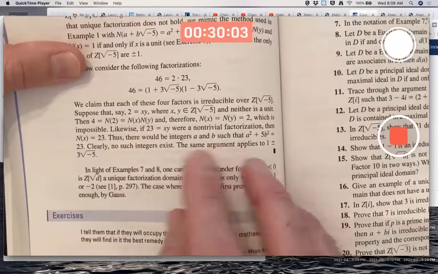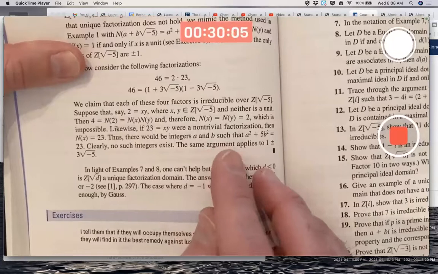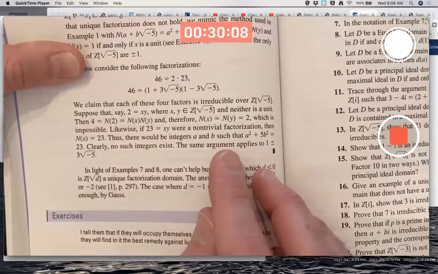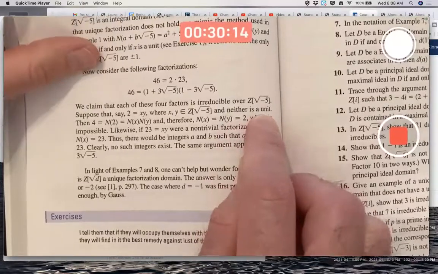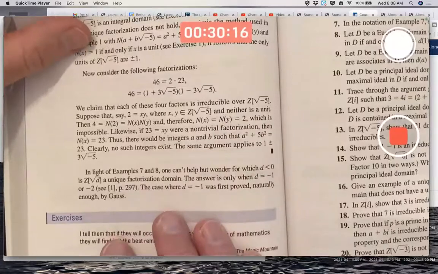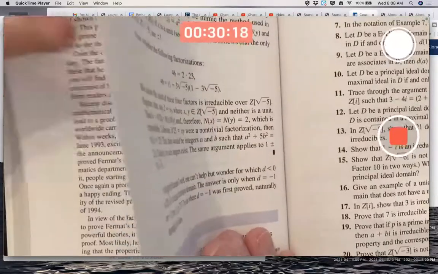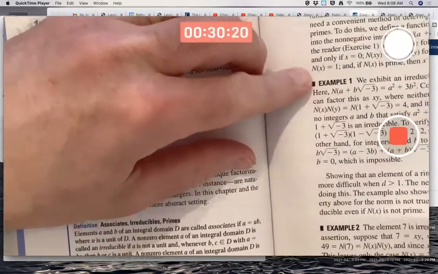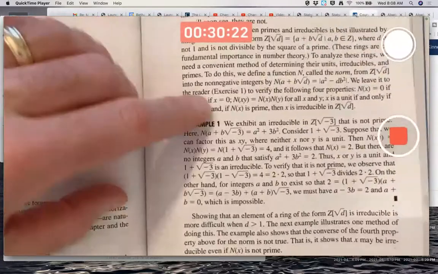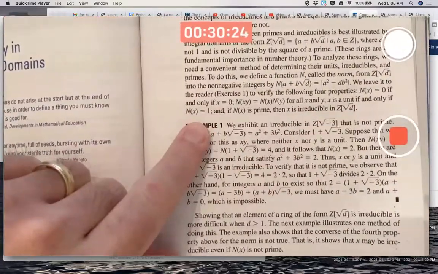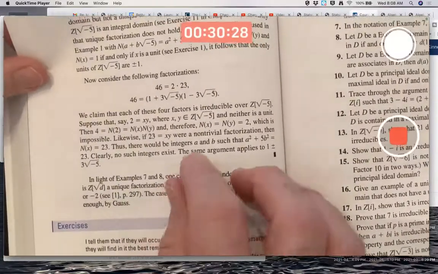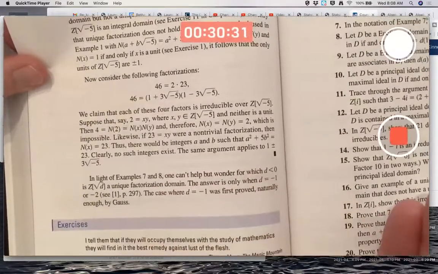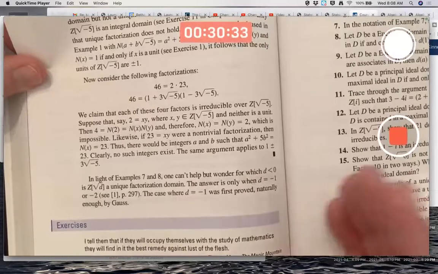The author doesn't say that here. Doesn't mention neither one can equal 1. The author sometimes leaves some details for you to realize. Since we're assuming neither is a unit, that means n of x and n of y are not equal to 1, because x is a unit if and only if n of x is 1. So neither one of them is 1, and therefore neither one is 4 either. They must both be 2.